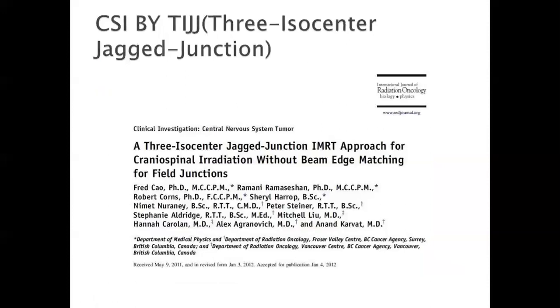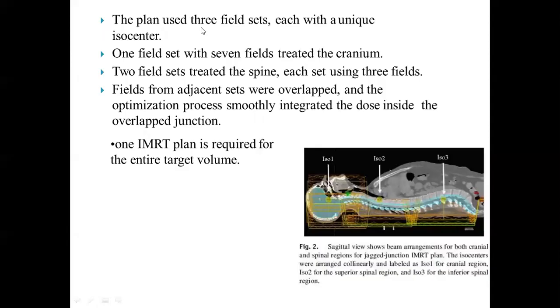There's another technique called craniospinal irradiation by three isocenter jagged junction. This is the article. You can go through this article. In this, the plan used three field sets, each with a unique isocenter, three isocenters. One field set with 7 fields treated the cranium and two field sets treated the spine, each set using three fields. Fields from adjacent sets were overlapped and the optimization process smoothly integrated the dose inside the overlapped junction. One IMRT plan is enough to cover the entire target volume.